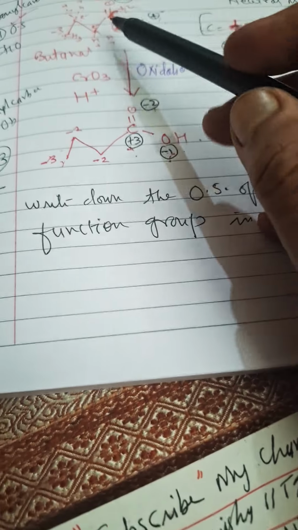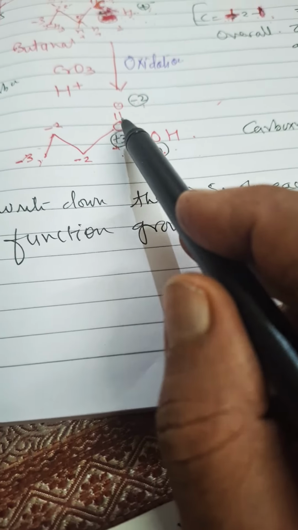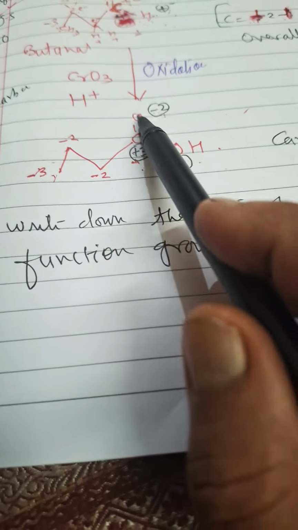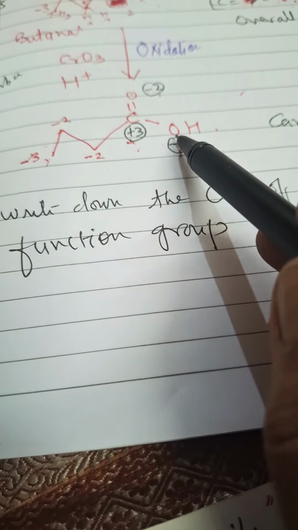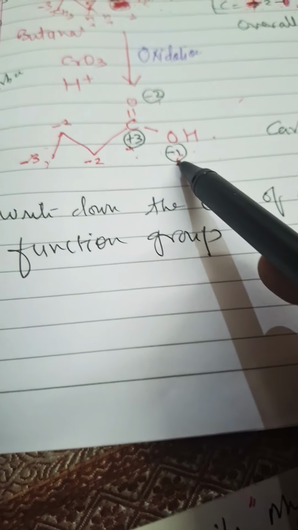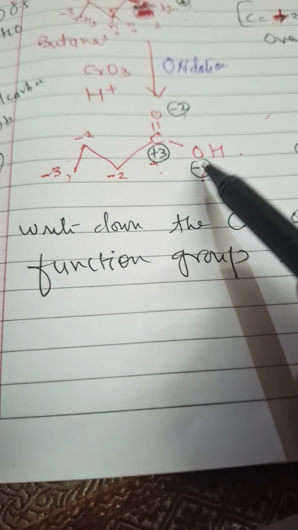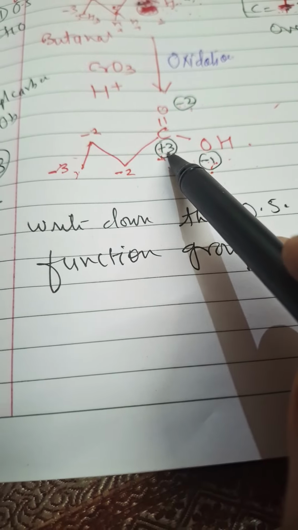Now when this butanal is oxidized by CrO3 in acidic medium, it gives butanoic acid. So this carbon has a double bonded oxygen carrying 2 negative charge, and the OH group as a whole I have taken as -1. Because this is -2 and this is -1, total negative charge is 3 negative. So to balance this, this carbon must have 3 positive. So the carboxylic acid group carbon has 3 positive charge.